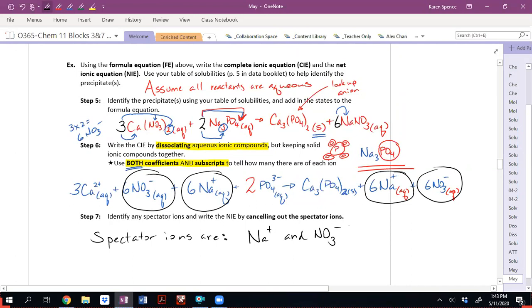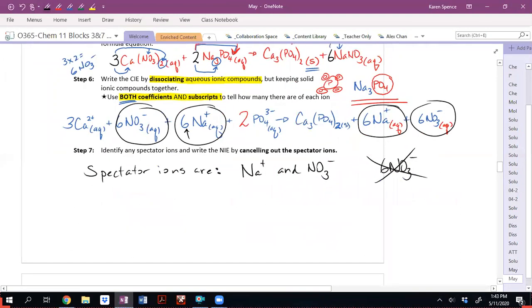We don't write 6 Na plus because 6 is just part of the balancing of the reaction. We're just trying to say who is the spectator. We don't say 6 nitrates are the spectator because in a beaker we'll have way more than 6 nitrates. So don't use the coefficient when identifying the spectators. Don't write 6 NO3 minus, because we've got millions and billions of ions.